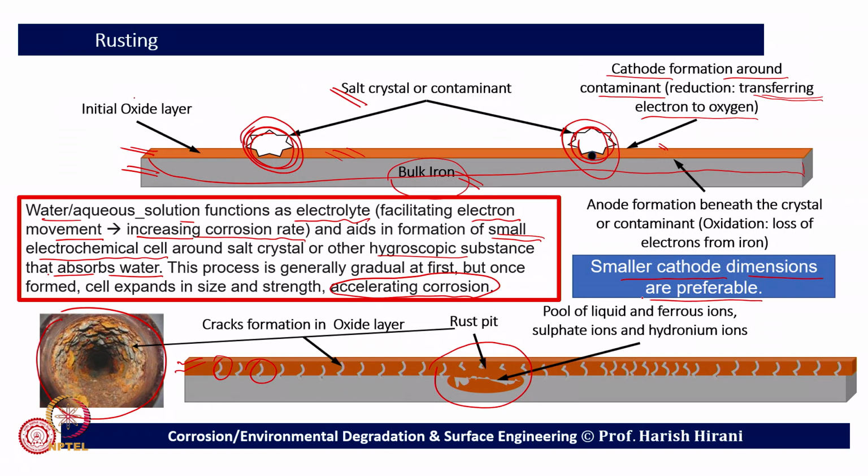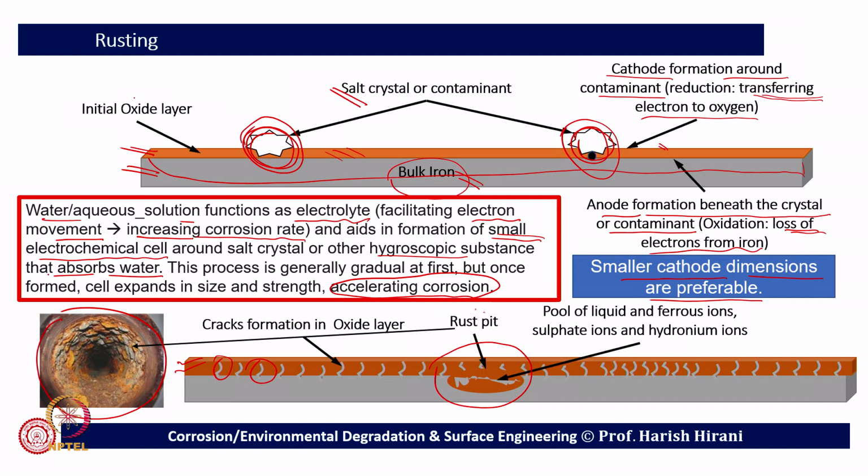If the dimension of the cathode is smaller, then the corrosion rate can be kept in check or reduced, or rust can be reduced. However, if the cathode continuously increases, then rusting will increase significantly, or chemical corrosion will increase again significantly, and that is what will be the problem. However, this bulk iron, as I already mentioned, acts as the anode, with anode formation beneath the crystal or contaminants. Wherever the contaminants are, it is basically the oxidation process, reason being the material loses an electron and it gets into the solvent or the solution as such.